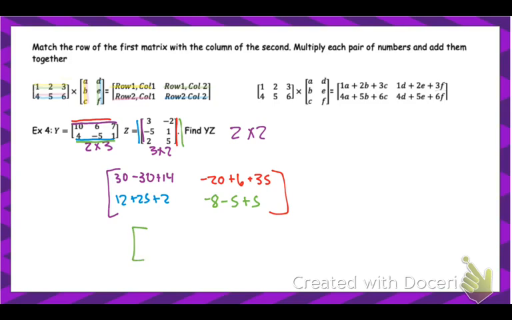Then all I got to do is simplify it. So that's 14. That's going to be 21. That's going to be negative 8. And then this last one's going to be 14, 39.